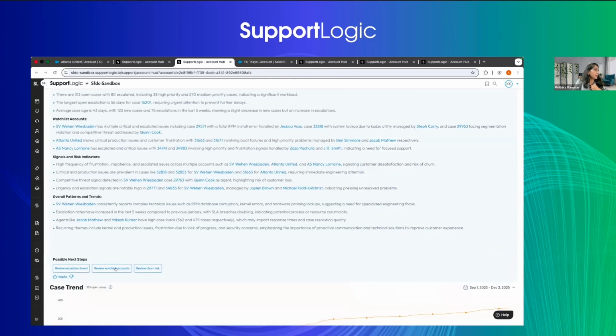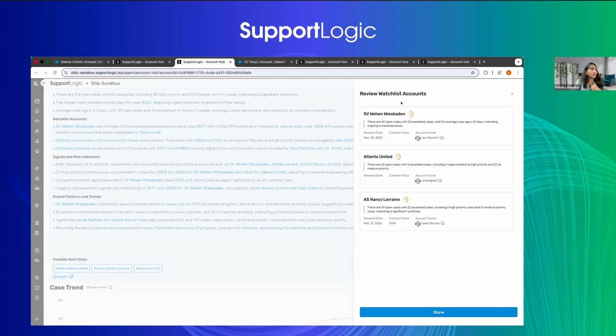Now let's look at the other aspects. For example, I can review the watch list accounts here. In this case, I see that the renewal for this account is coming up in a couple of months, and I see the contract value. I get a very high level summary of how many cases this particular account has and so on. So this again gives me the right level of information before I can double click.